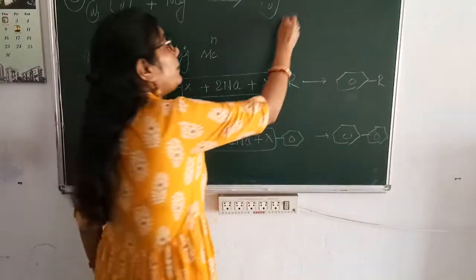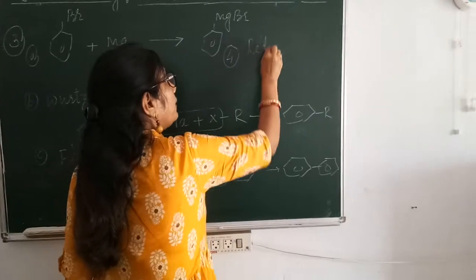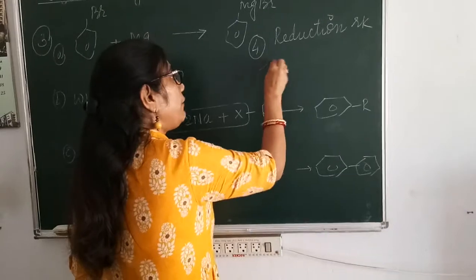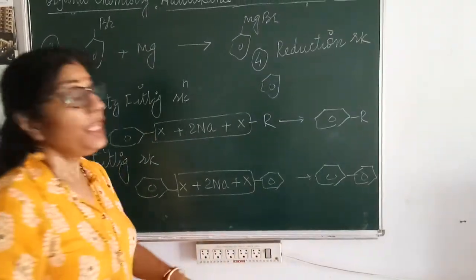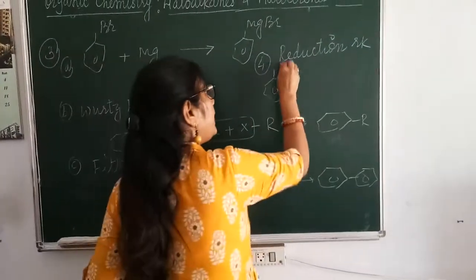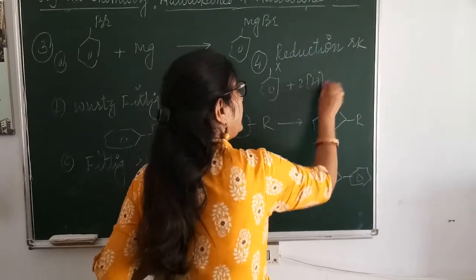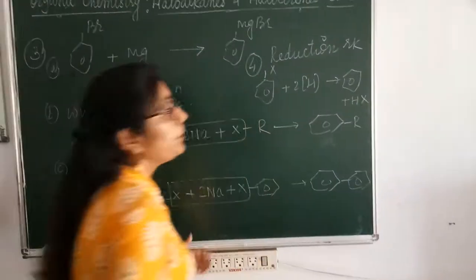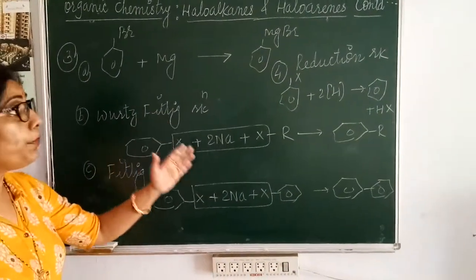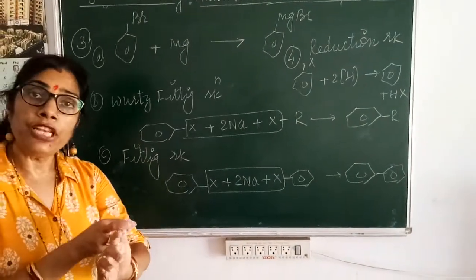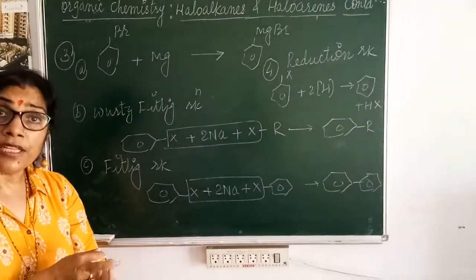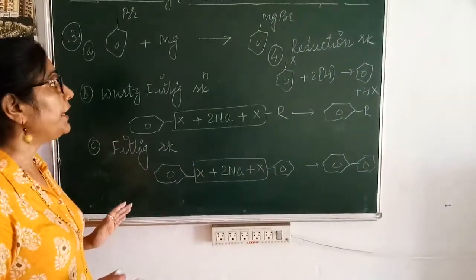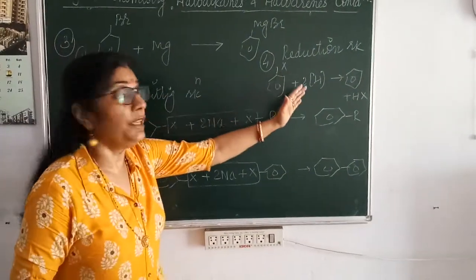And finally, the last reaction is the reduction reaction. As usual, when alkyl halides are reduced, they give alkane. So when aryl halides are reduced, they will give aromatic hydrocarbon, that is nothing but benzene. So these are the properties of haloarenes: nucleophilic substitution, reaction with metals, organometallic compounds, electrophilic substitution, ortho and para directing groups, and upon reduction they give benzene.